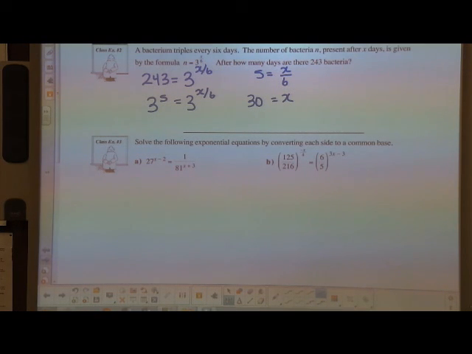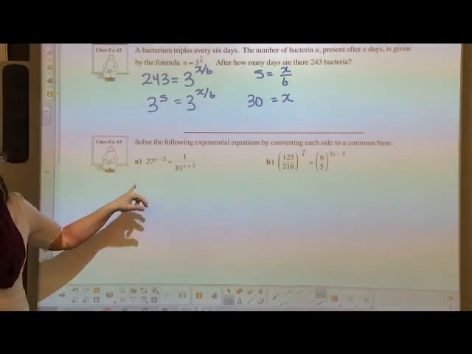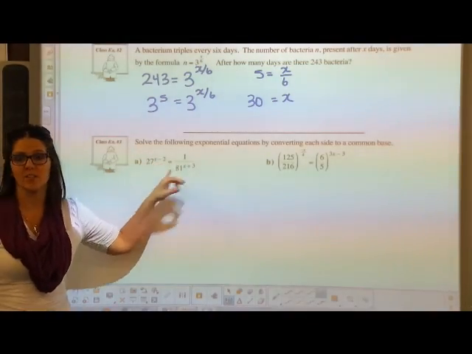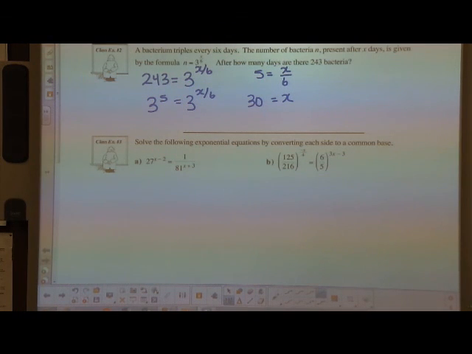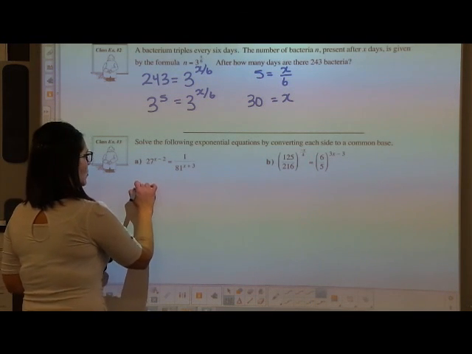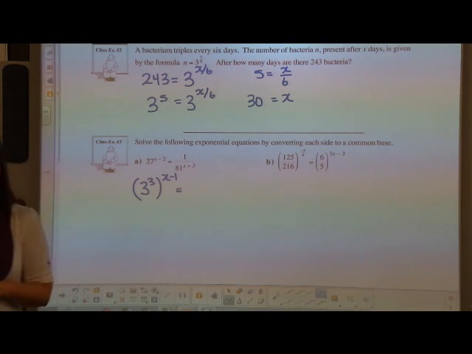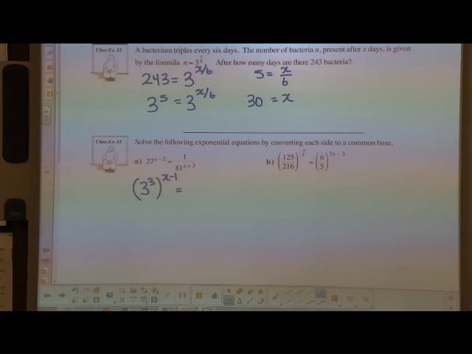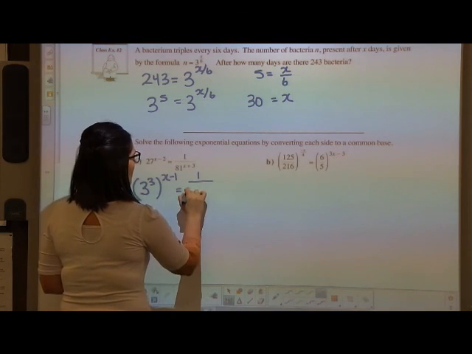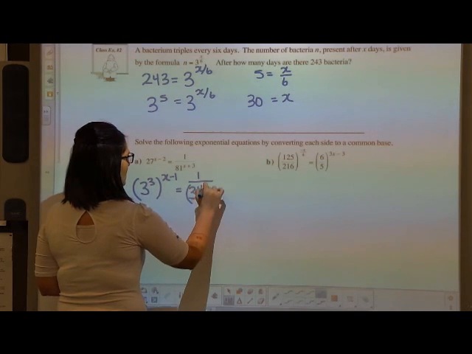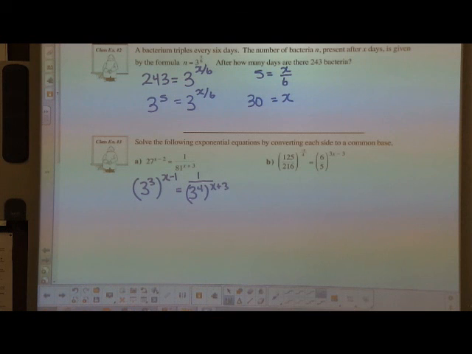So class example number 4, we get into some fractions. We still follow the same process. Ignore the fact that we're dealing with fractions and just look at what these bases are, 27 and 81. What do you think my common base is going to be? 3. So 27 is 3 cubed. Now with this 81, 81 is 1 over 3 to the power of 4. So I get 1 over 3 to the power of 4, to the power of x plus 3.